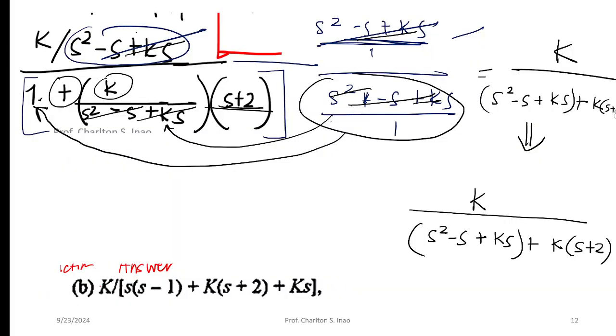So K, we have a K. Then s squared minus s plus K. Okay, so we can simplify this just to separate the s, no? So we factor out s from the three terms. So we take out s in order to get s squared. Then minus s is minus 1.